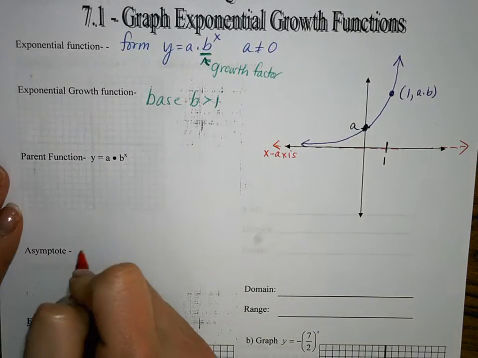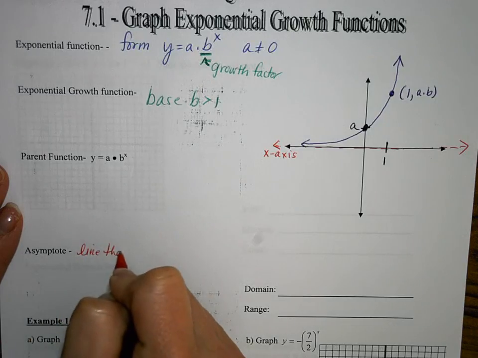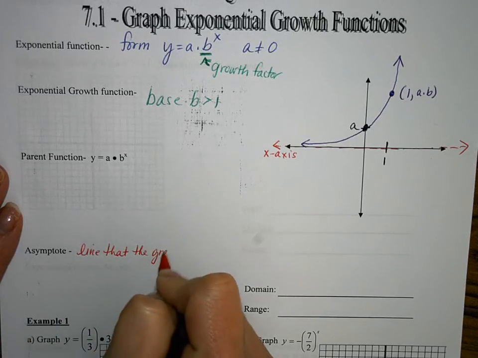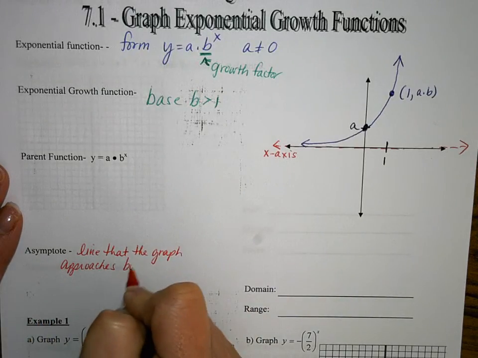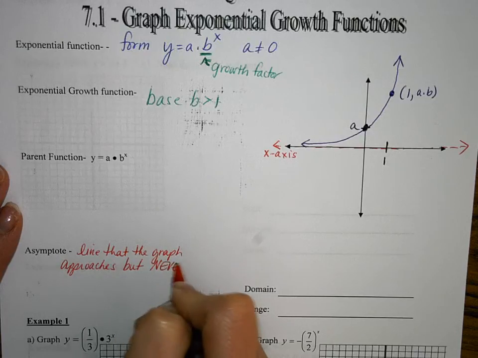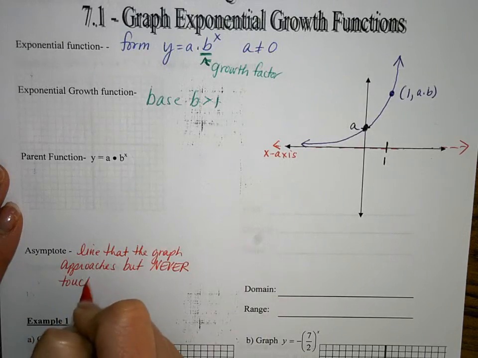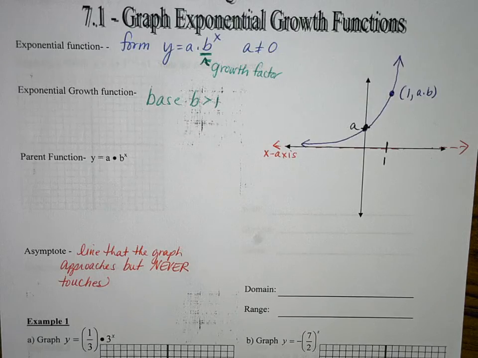Remember from before that an asymptote is a line that the graph approaches but never touches. A line that my graph gets closer and closer to, but never actually touches. Now, x-axis, what's another way to describe that? Y equals 0. The equation of the line for the x-axis is y equals 0, and that's going to become important in a little while. So I just want to make sure that we add that in there right now.